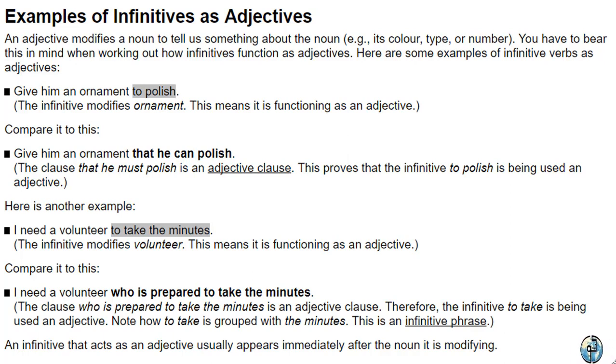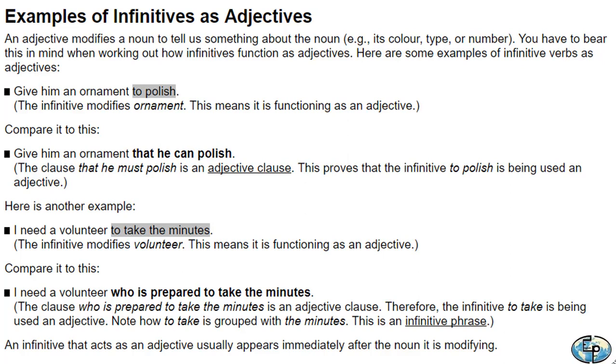Give him an ornament to polish. The infinitive modifies ornament. This means it is functioning as an adjective. Compare it to this: Give him an ornament that he can polish. This clause, that he can polish, is an adjective clause. This proves that the infinitive to polish is being used as an adjective.